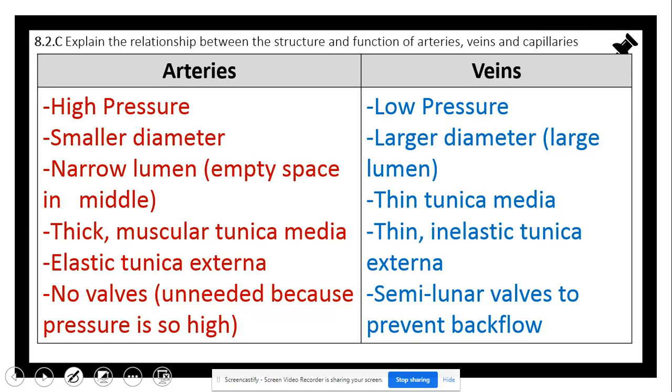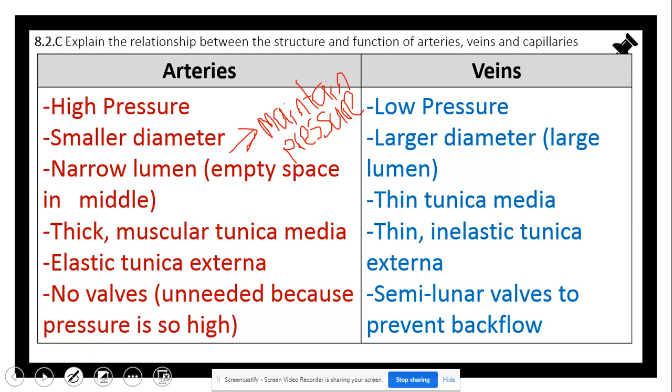Another picture. Okay, so here's a comparison chart. Arteries are under a high pressure. They have a smaller diameter and a narrow lumen, which help maintain that pressure. Imagine trying to bring water up through a straw versus a hose. The smaller lumen, or the smaller space in the middle, is going to allow that pressure to stay higher for longer, so the blood gets further.